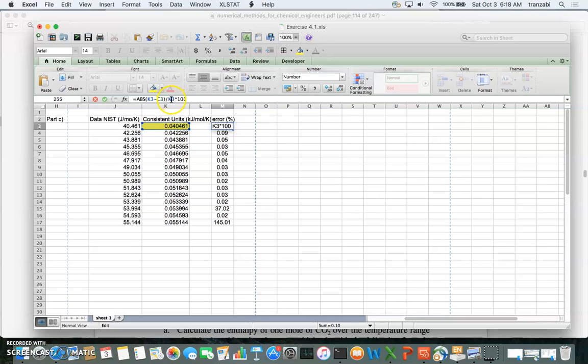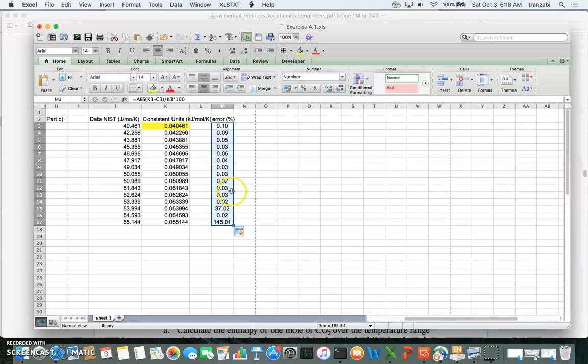So NIST data is downstairs, and the difference between the NIST and derivative is upstairs with the absolute value, because we don't care about the sign. And that gives us the error. We multiply by 100% or 100. That gives us the percentage of the error. So we can drag this guy down, and that's going to be the percentage of the error.